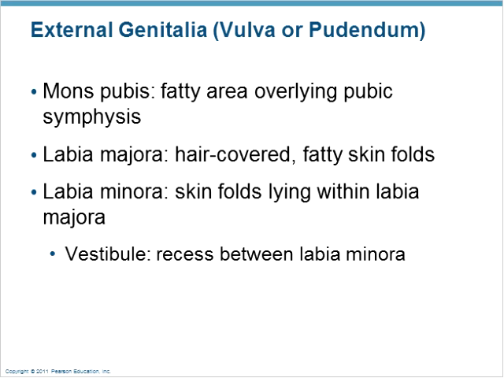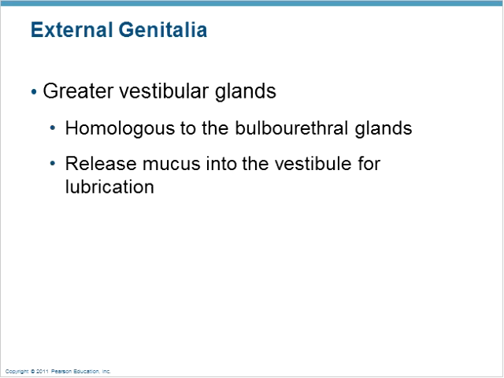We talk about the external genitalia. We'll talk about the vulva or the pudendum. The mons pubis is that fatty area we've already shown you, overlying the pubic symphysis. The labia majora are the hair-covered fatty skin folds. And the labia minora are the skin folds that lie within those labia majora. And the vestibule is the recess between the labia minora, that opening, if you will.